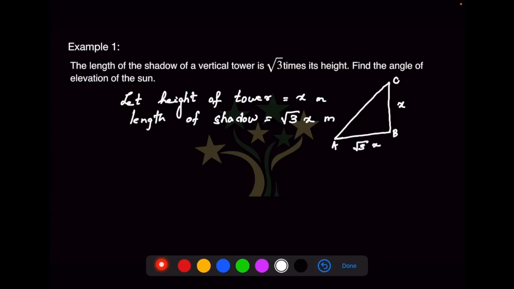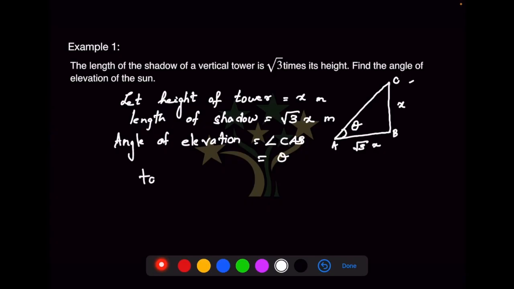So now what is the question? Find the elevation of the sun. If C is the sun, the angle of elevation with respect to A is this CAB. So what is the angle of elevation? The angle of elevation is angle CAB. That is our theta. So how do you find this?